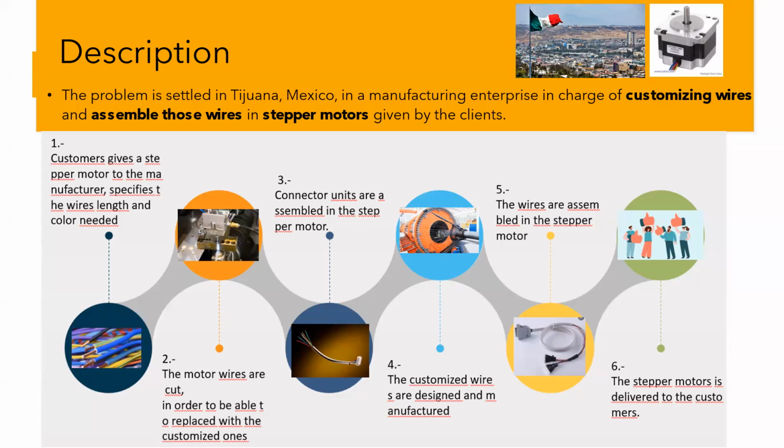First, customers give a stepper motor to the manufacturer and they specify the wire length and color needed. Second, the motor wires are cut in order to be able to replace them with the customized wires. Then the connector units are assembled in the stepper motor. Then the customized wires are designed and manufactured by NC machines. Then the wires are assembled in the stepper motor, and finally the stepper motor is delivered to the customers.